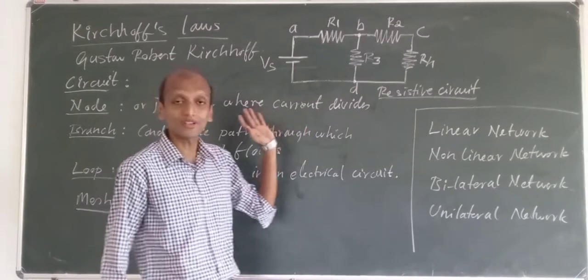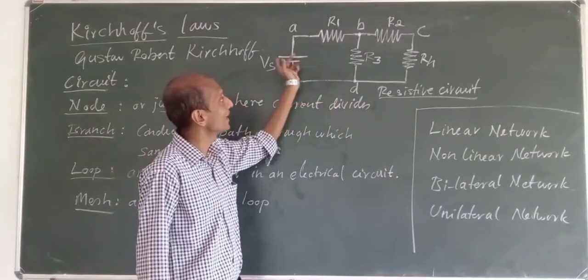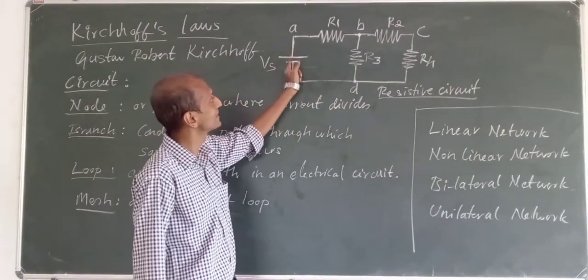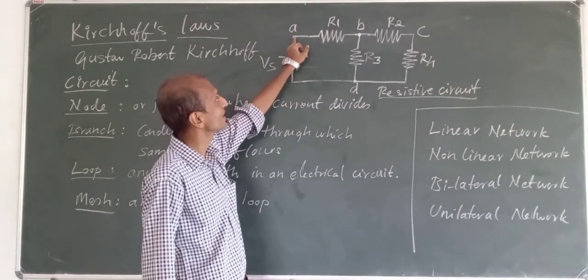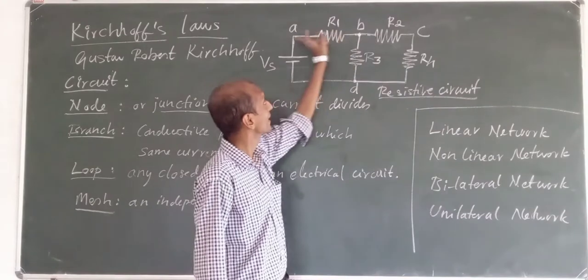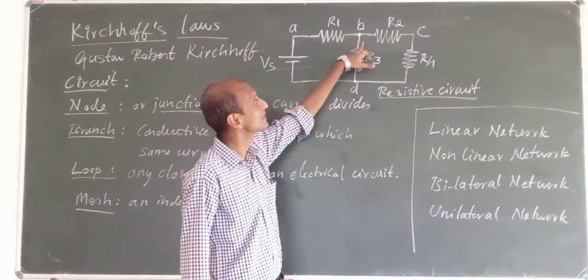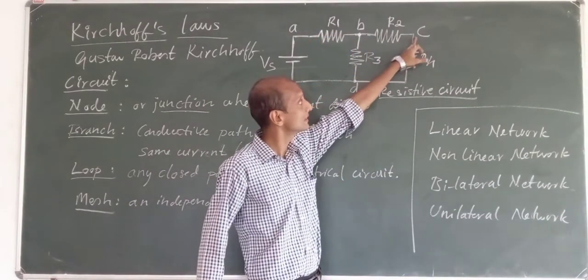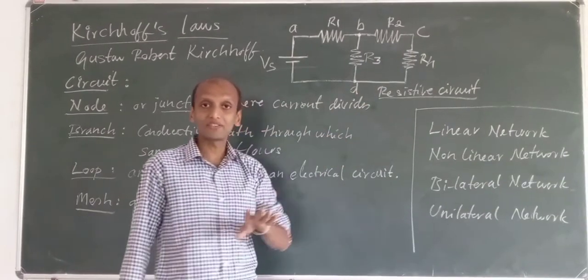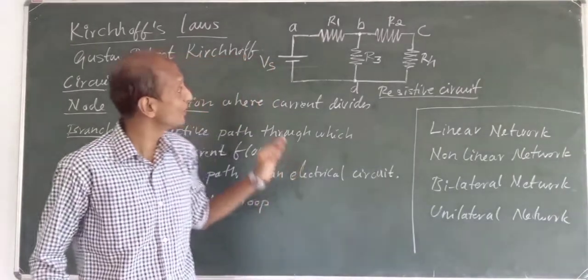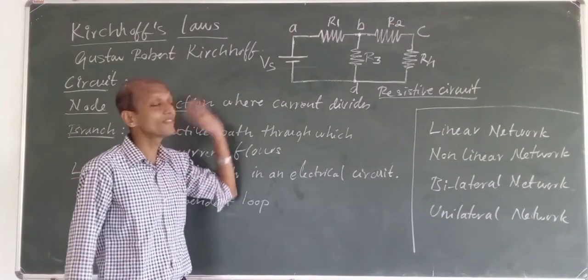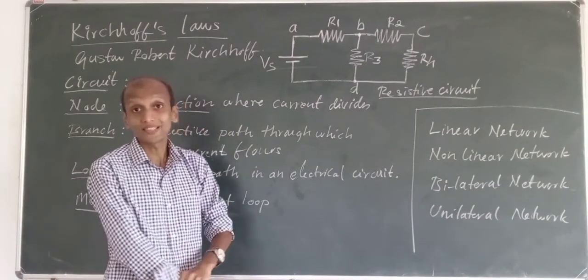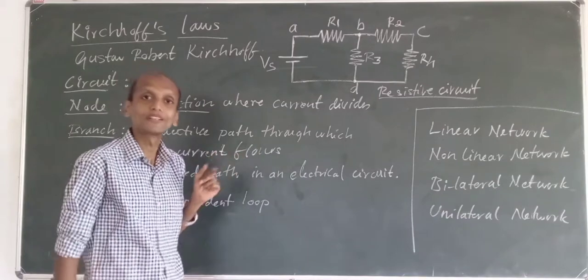We have four resistors connected, and here you can see I have named a few points. This is A, this is B, this is C, and this is D. So I have taken four points and named them A, B, C, D. Fine? Yes. So now we will see what a node is.